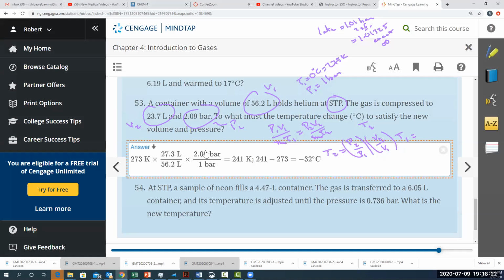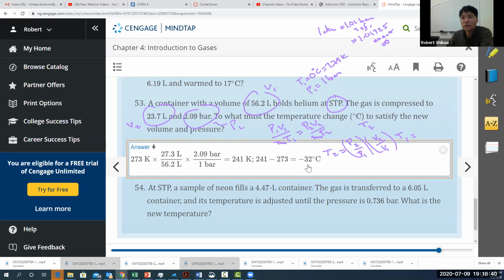So here's the pressure fraction: 2.09 bar was our final, 1 bar is our initial. Here's the volume fraction, 27.3 liters for final, 56.2 initial, and then the initial temperature, 273 Kelvin. That gives us 241 Kelvin, and then convert that into Celsius. It gives us minus 32 degrees Celsius. So that's an STP problem.